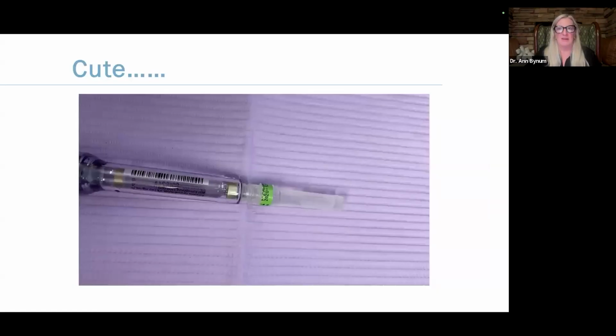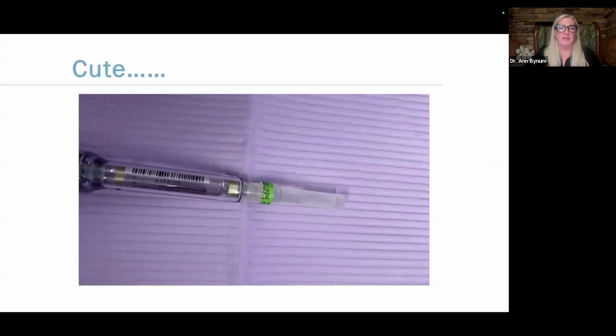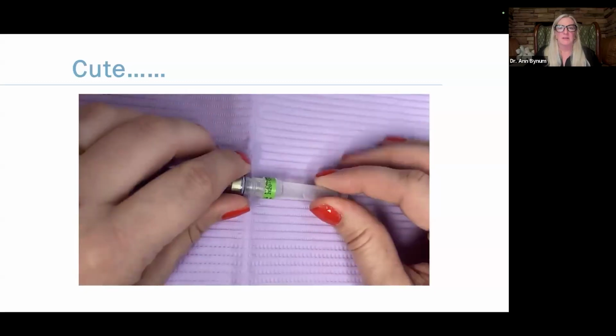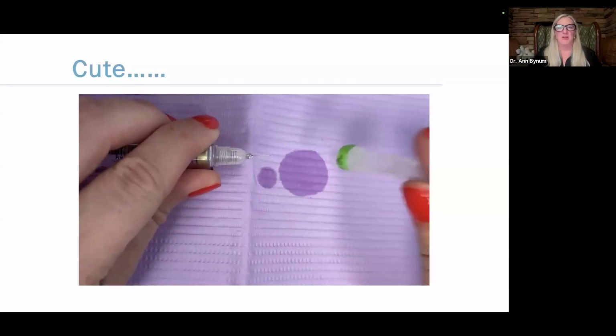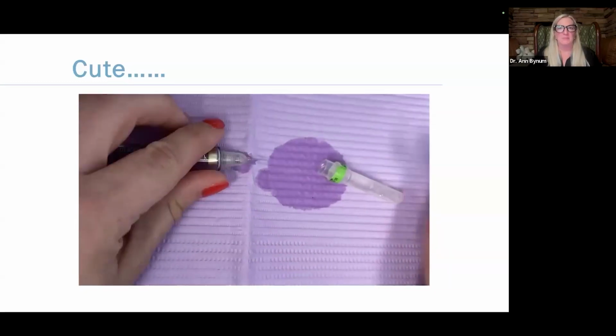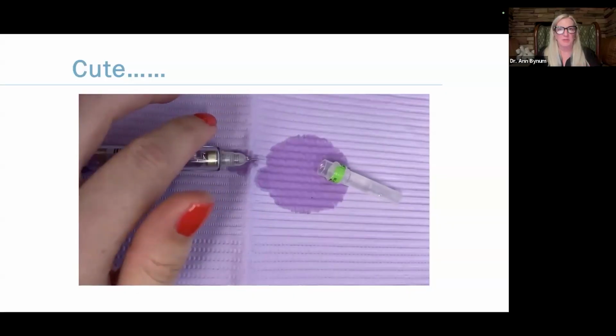Because if you don't do that and you just recap the needle and set it on the counter, while you're doing dentistry, all the anesthetic is pouring into the cap, which is not fun to clean up afterwards.